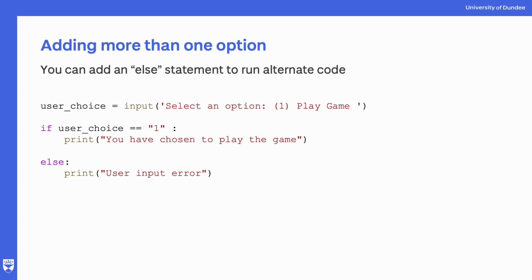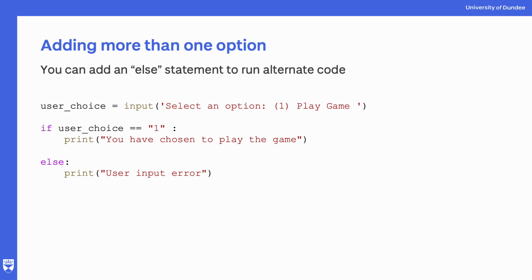Now, what we've seen so far is that we can only have one choice. We can say, if this is true, do something. But actually what often happens is you want to have alternate options. There are various ways we can do that. The first is that we can add an else statement. If we take this input that says select an option, and there's one option there, which is to play the game.